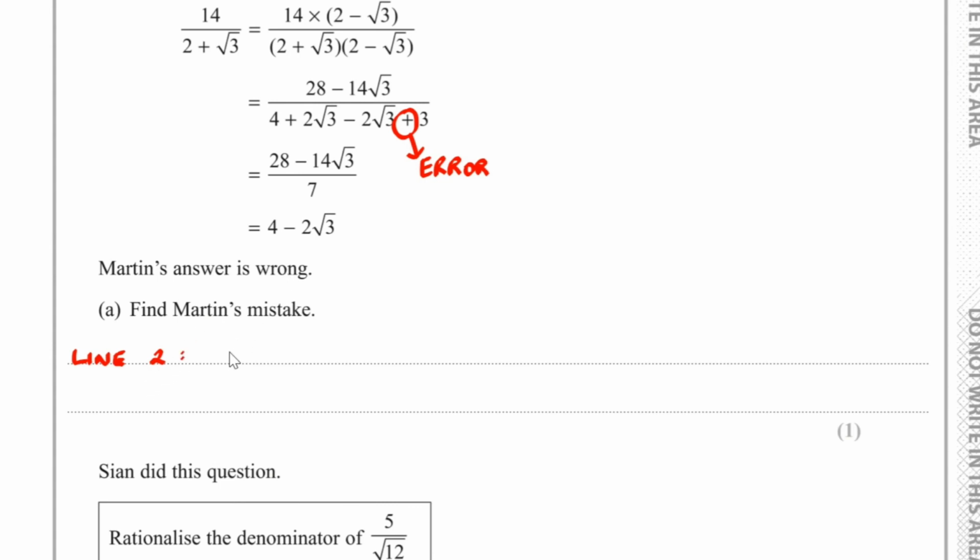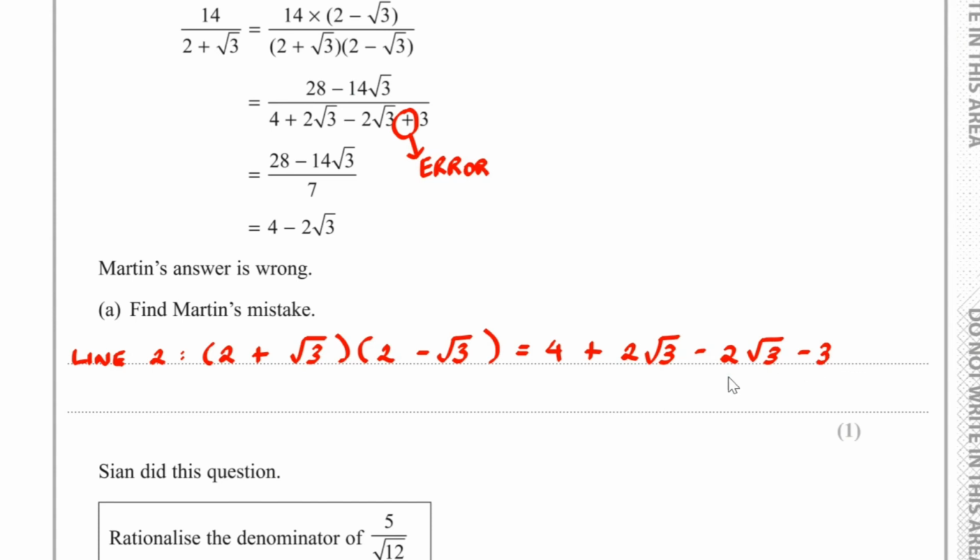And what he did when he expanded 2 plus root 3 times 2 minus root 3, well, I agree with the 4, I agree with the 2 plus root 3, I also agree with the negative 2 root 3, but then root 3 times negative root 3 is minus 3, and all this simplifies to 1. So what's the mistake he made? He expanded wrong.